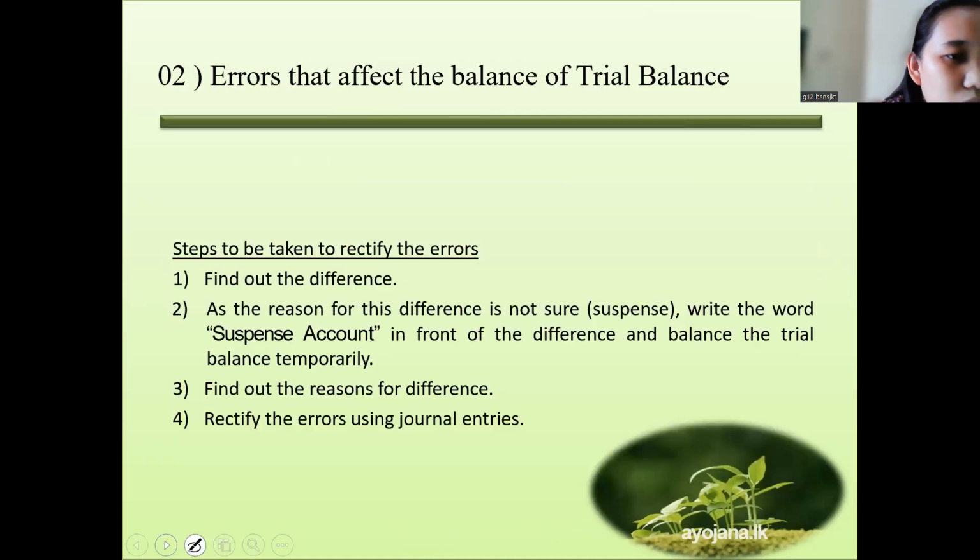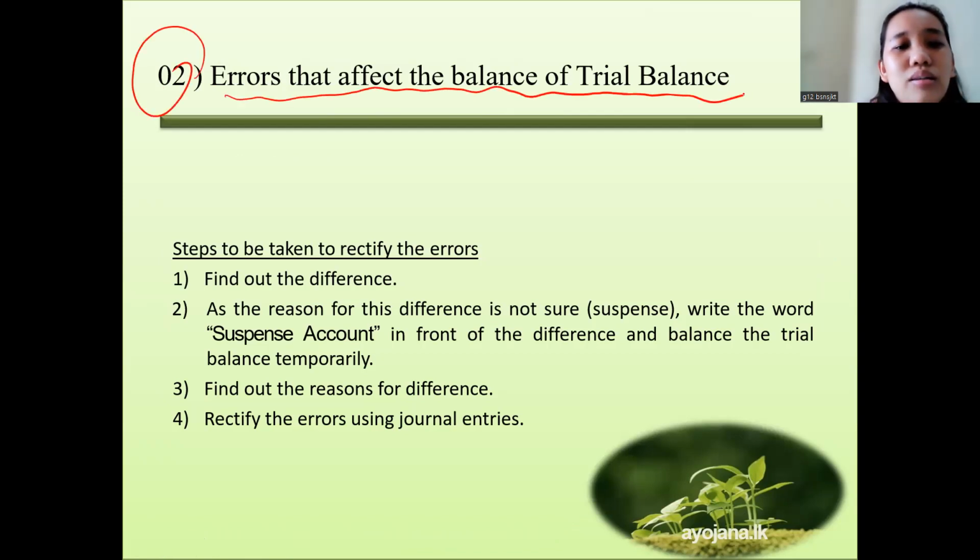That's the type of error that does not affect the balance of the trial balance. I hope you understand so far. One more. The second one is error that affects the balance of the trial balance. So there are some steps that we need to do. Okay, find out the difference. So we already know the balance of our trial balance is not the same. So how much is the total debit and how much is the total credit? It's not the same. And then what is the difference?